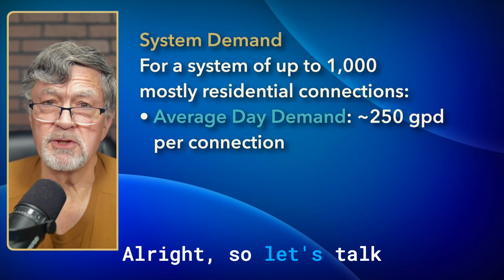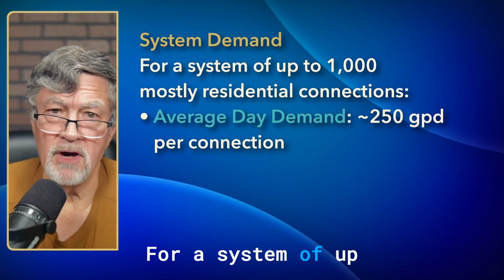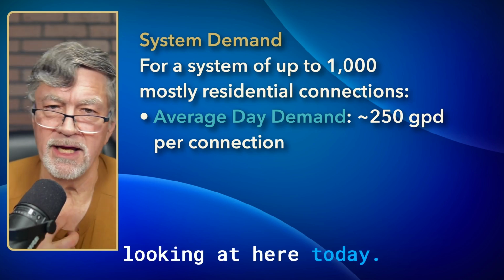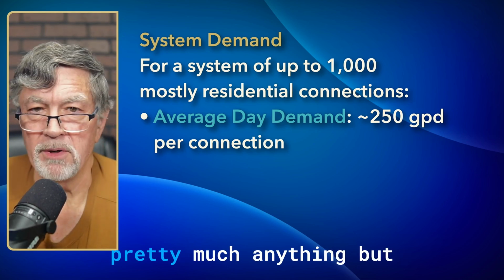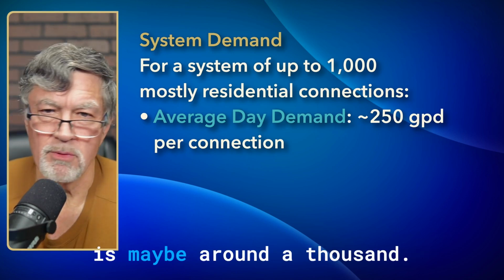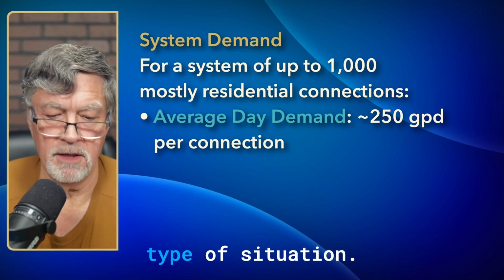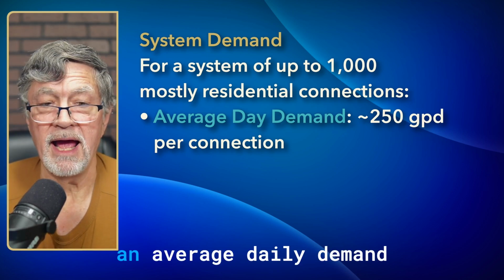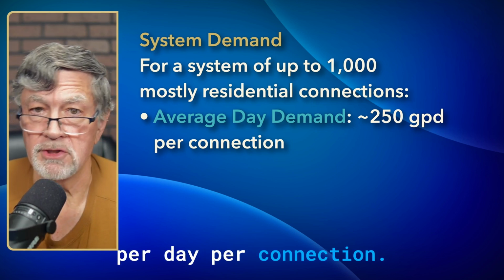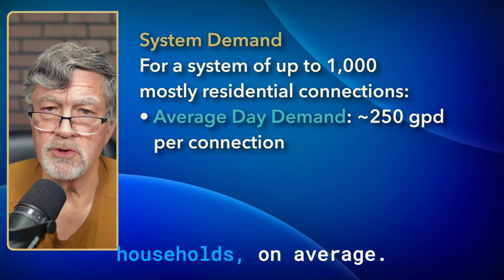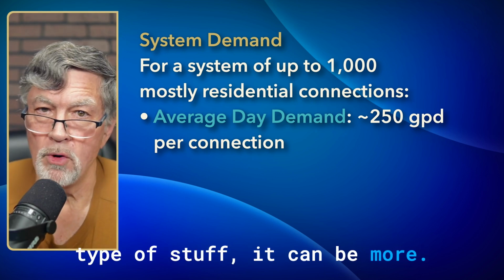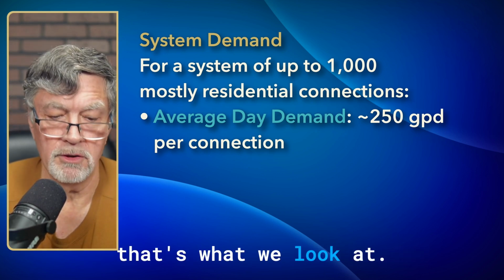All right, so let's talk about system demand. For a system of up to 1,000 mostly residential connections, which is the scenario we're looking at here today, so a small water system type of situation, we're going to look at an average daily demand of around 250 gallons per day per connection. That's generally what we see for most households on average. Now, if you have a big lawn and you're irrigating, it can be more. But generally for planning purposes, that's what we look at.